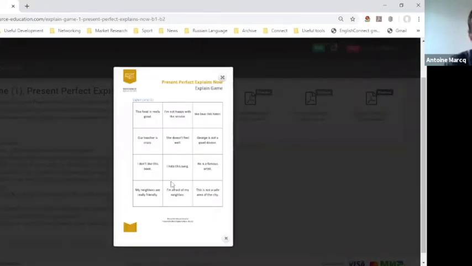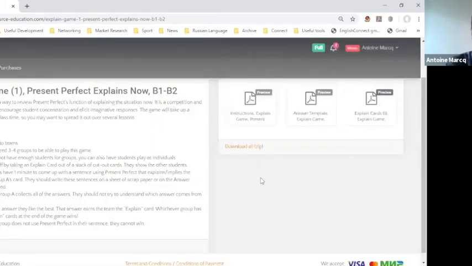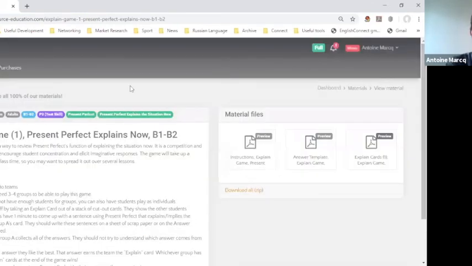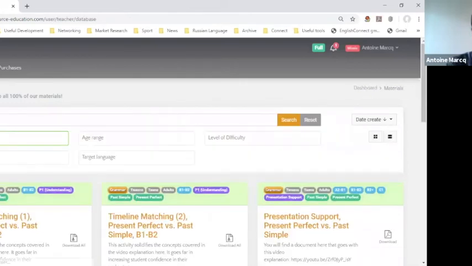Okay, I don't like this book. He's a famous artist. I'm afraid of my neighbor. This is not a safe area of the city. Any present perfect sentence that explains the situation. And then the group in control awards the point to the best group, the one they preferred.